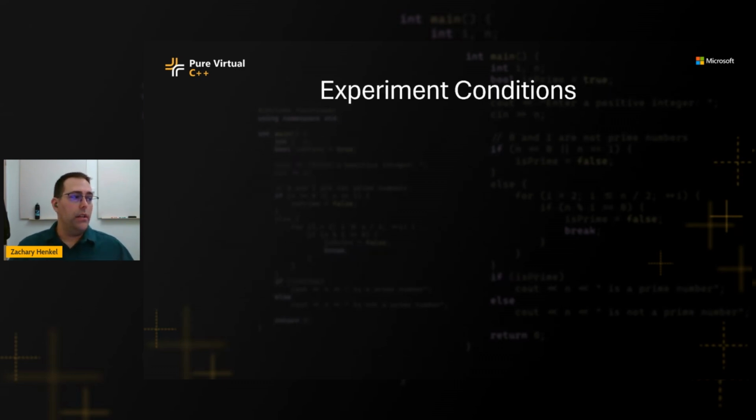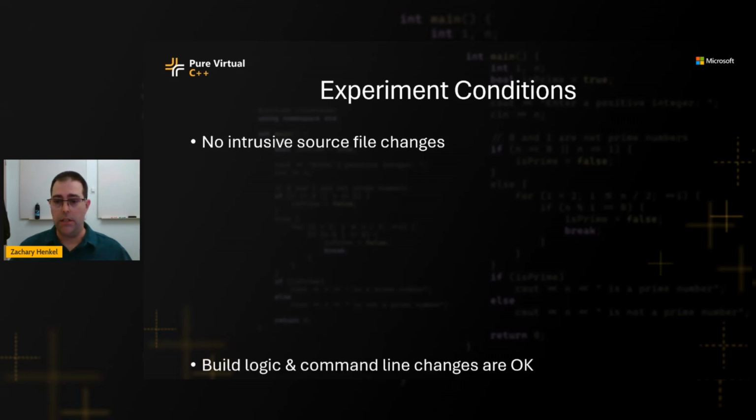So what are the conditions that we set when we started the experiment? Like I mentioned when I was talking about the attractiveness of header units, we couldn't have intrusive source file changes. I'm not saying that no source file changes were required. For the most part, we had found very virtuous changes that needed to be done.